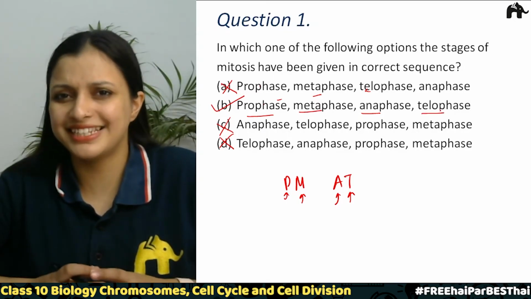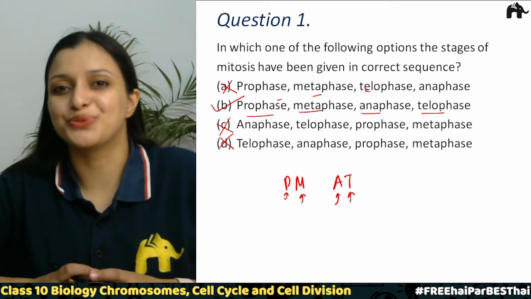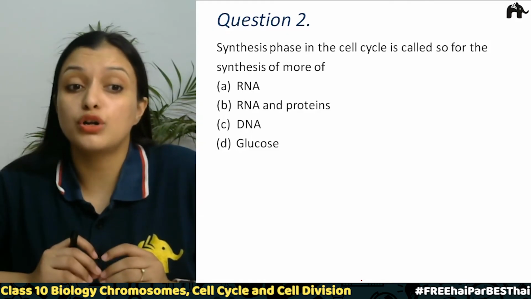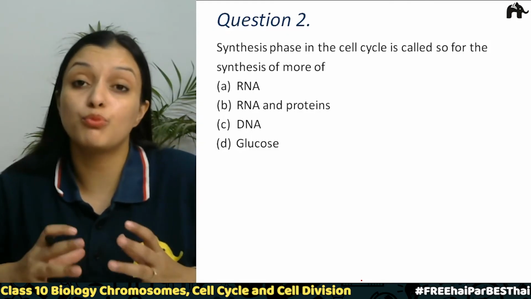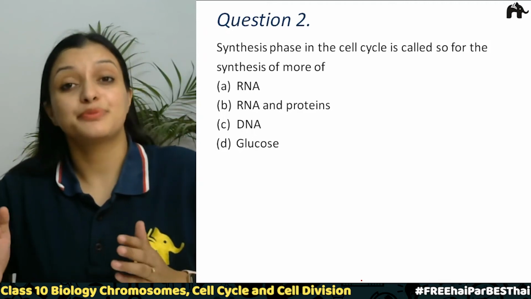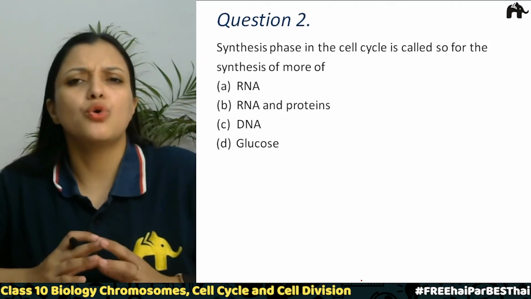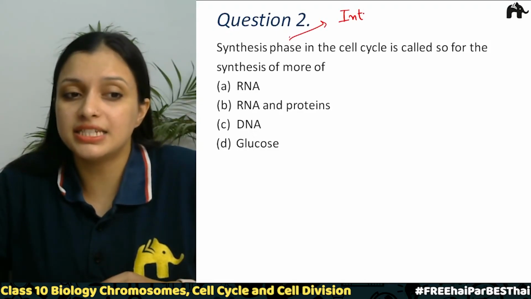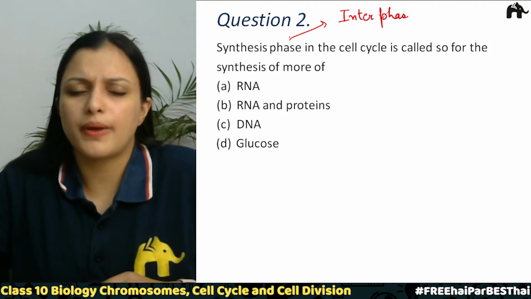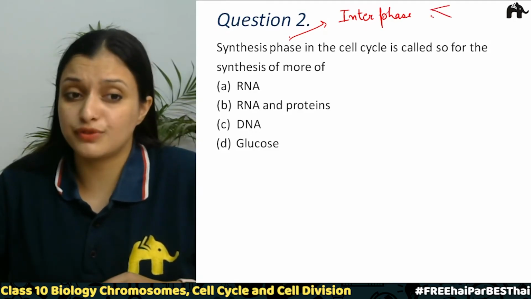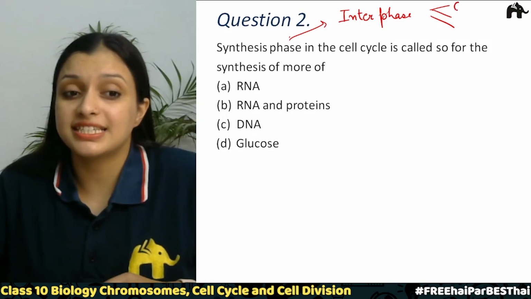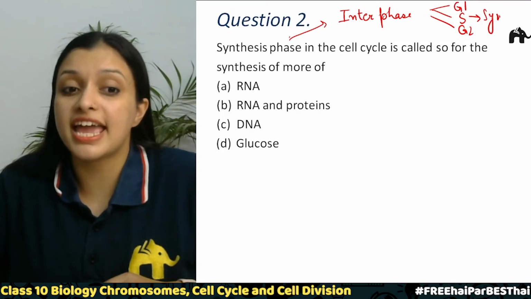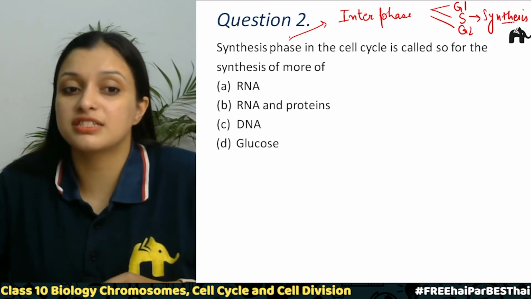Very simple question, right? Let's move on to question number 2. Synthesis phase in the cell cycle is called so for the synthesis of more of RNA and proteins, DNA and glucose. So where is this synthesis phase? We studied this synthesis phase in interphase, right? Interphase has further 3 stages, that is G1, S and G2. So the synthesis phase is this S phase, right? So this is the synthesis phase.